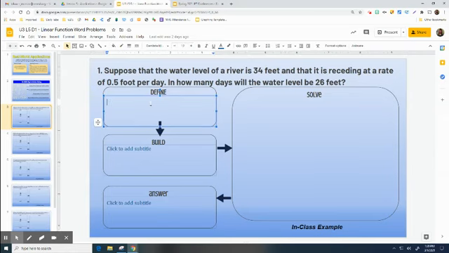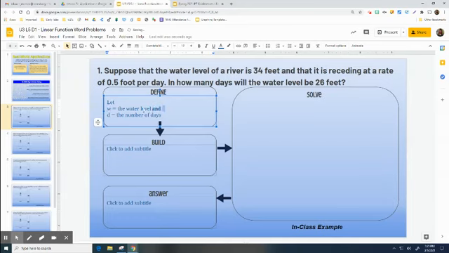So here's our define. We're going to start it with let, and there should be 2 things that we're talking about. In this case, we're talking about the water level of this river, and the number of days. So those are the 2 variables we're going to use, and we need to make sure we have a letter. I'm going to use W to represent the water level, and let's say D to represent the number of days. So there's my 2.